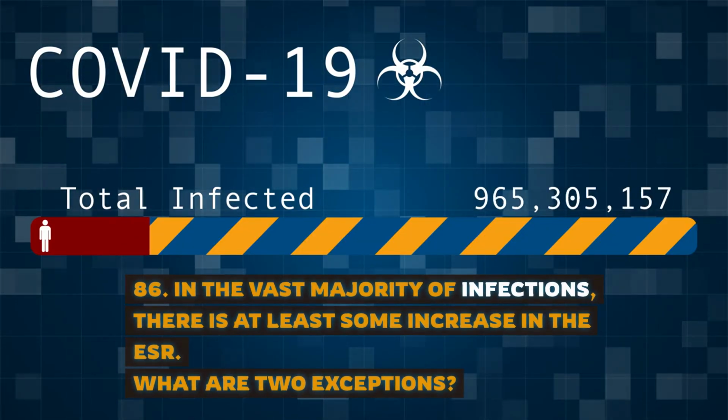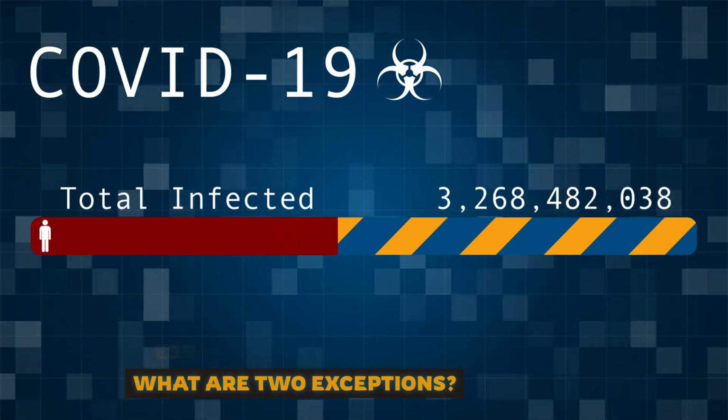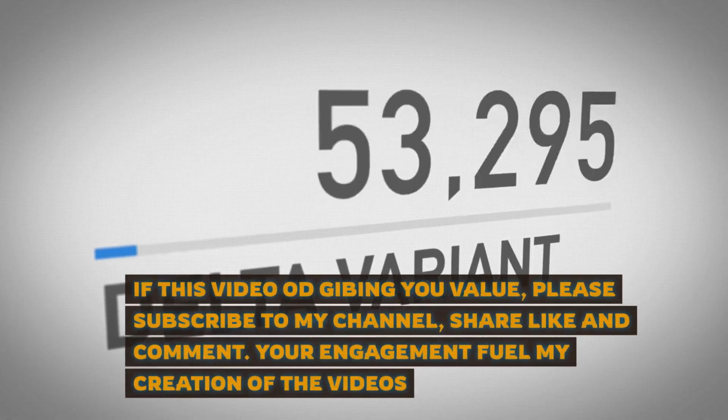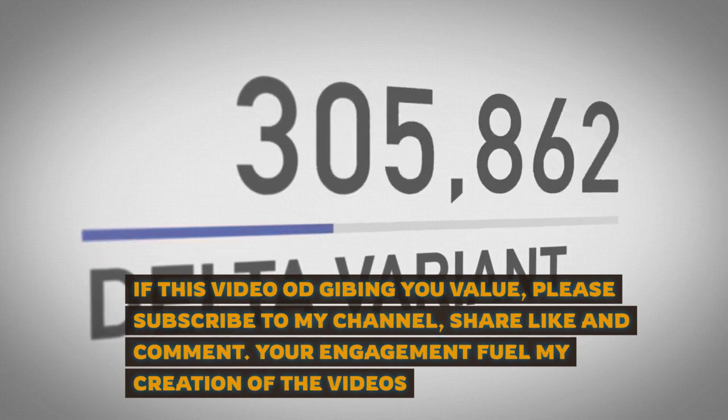86. In the vast majority of infections, there is at least some increase in the ESR. What are 2 exceptions?